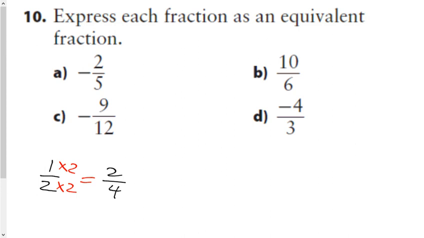So if you had 2 out of 4 on a test, you got 50%. If you had 1 out of 2 on a test, you got 50%. If I chose to multiply it by 10 instead, I would end up with 10 over 20, which is still equivalent to 1 over 2, etc., etc.